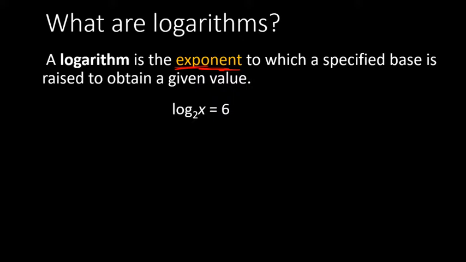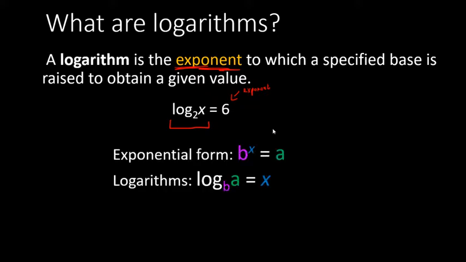So if I look at this expression, log base 2 of x equals 6, when I say a logarithm is an exponent, what I'm saying is this expression is equal to 6, and 6 is an exponent, okay? So we've taken an exponent and we've just chosen to describe it in another way. So complementary to exponential form is logarithmic form, okay? These are just two different ways of representing the same information.